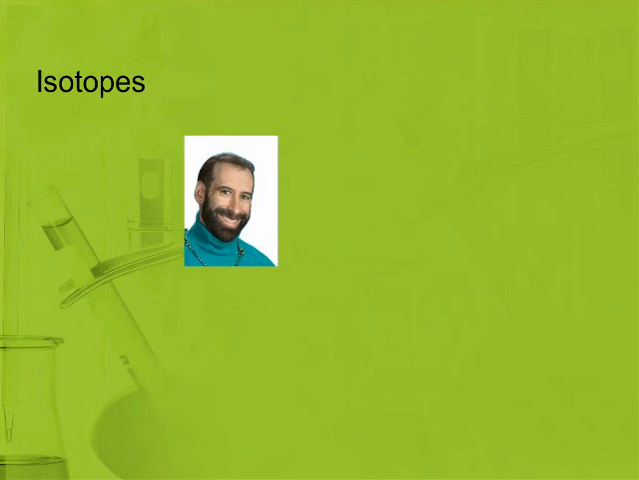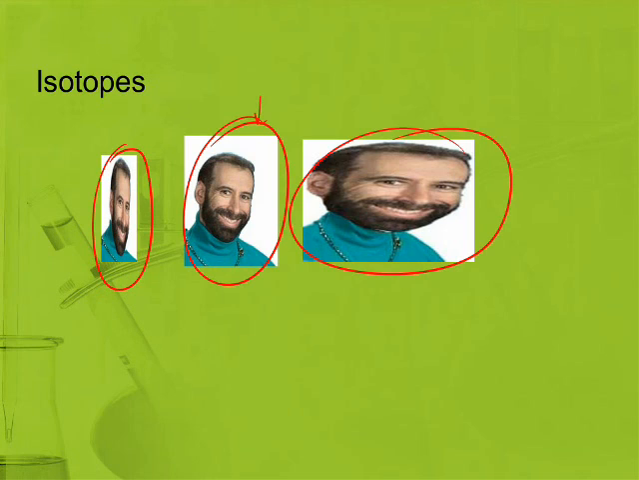So for example, here I am. This is my normal weight. But I also can exist as much smaller, much thinner. I also can exist much larger. So an isotope is the same thing, but it has different masses. So these are all Mr. Baron, but this is the small or thin Mr. Baron. This is the average, most abundant Mr. Baron. And this is the big Mr. Baron. The concept I want to get across is it's still me.